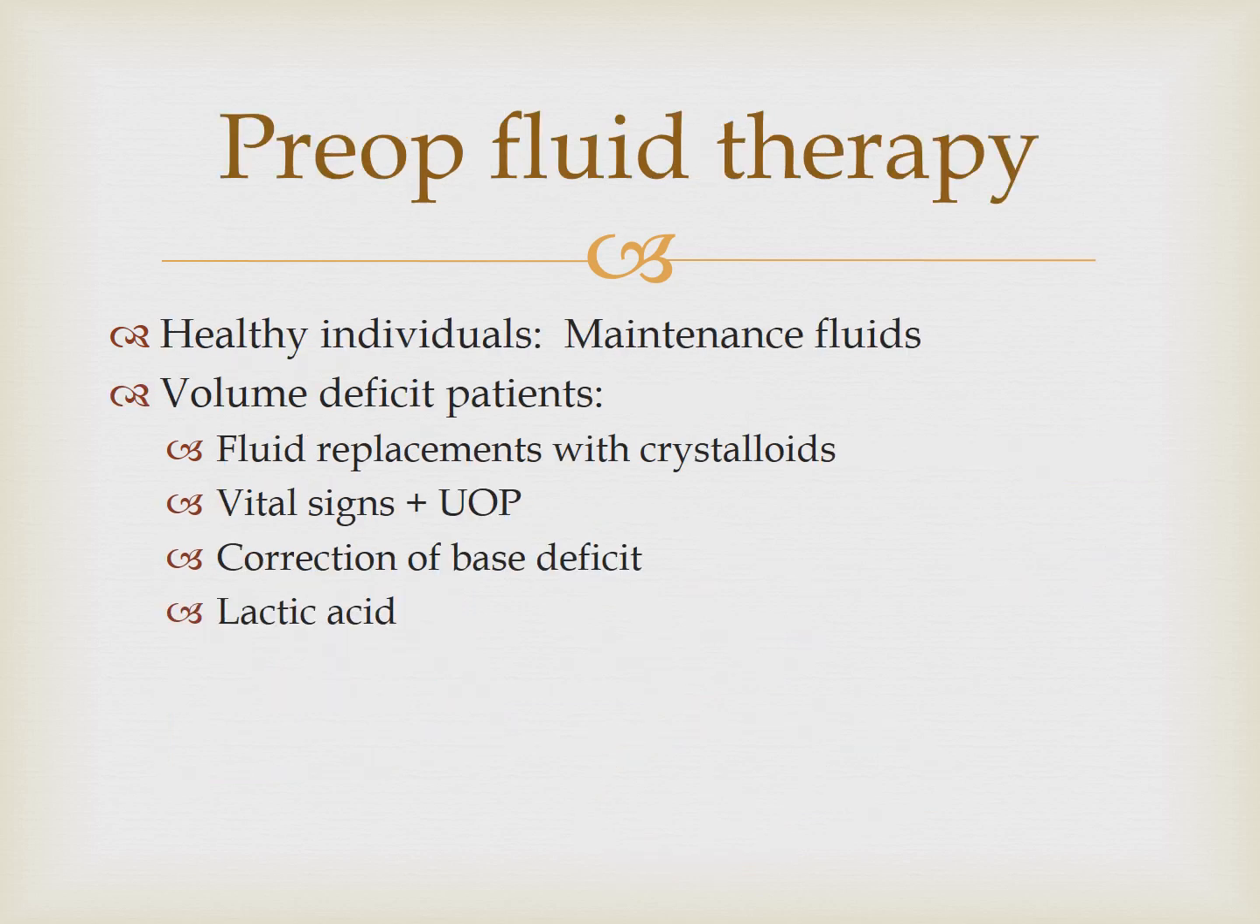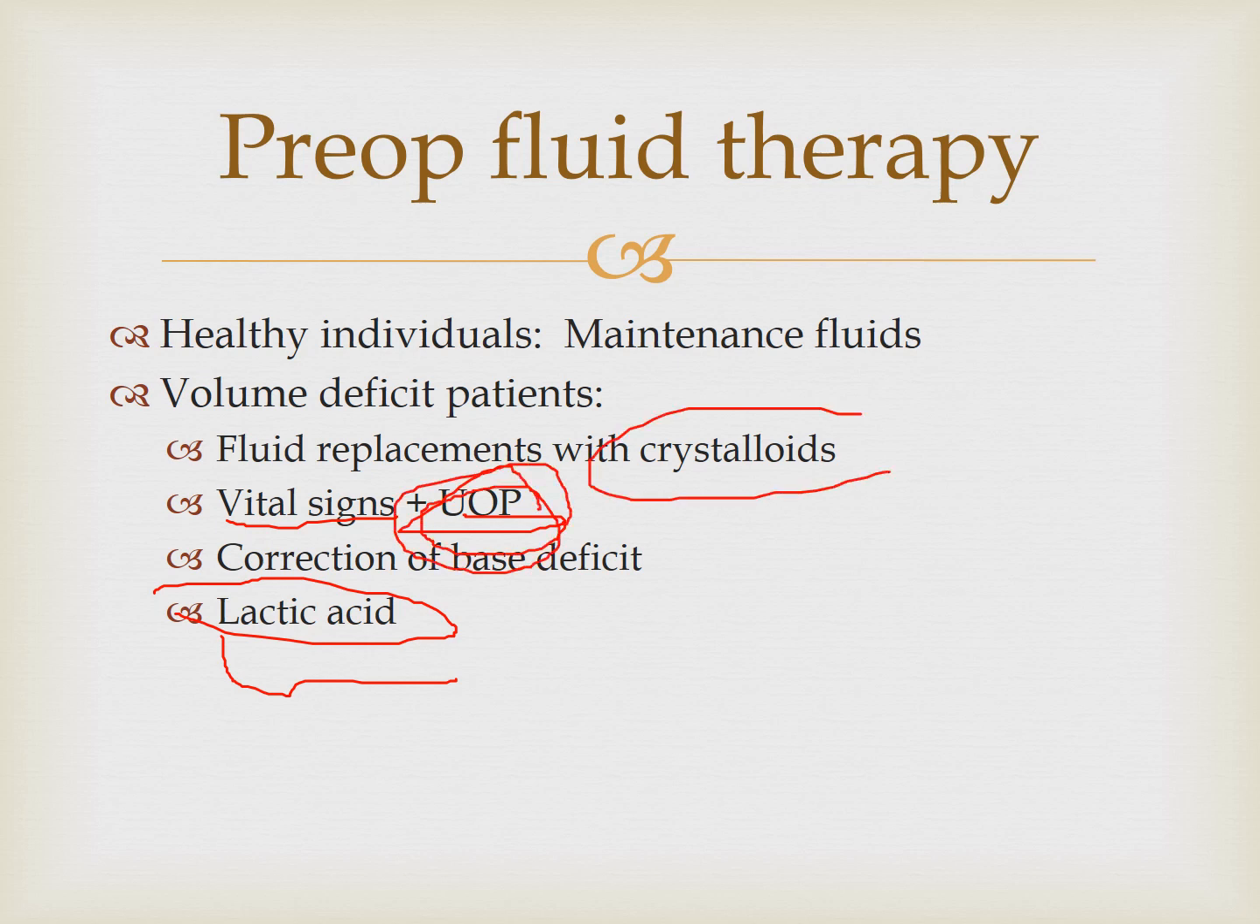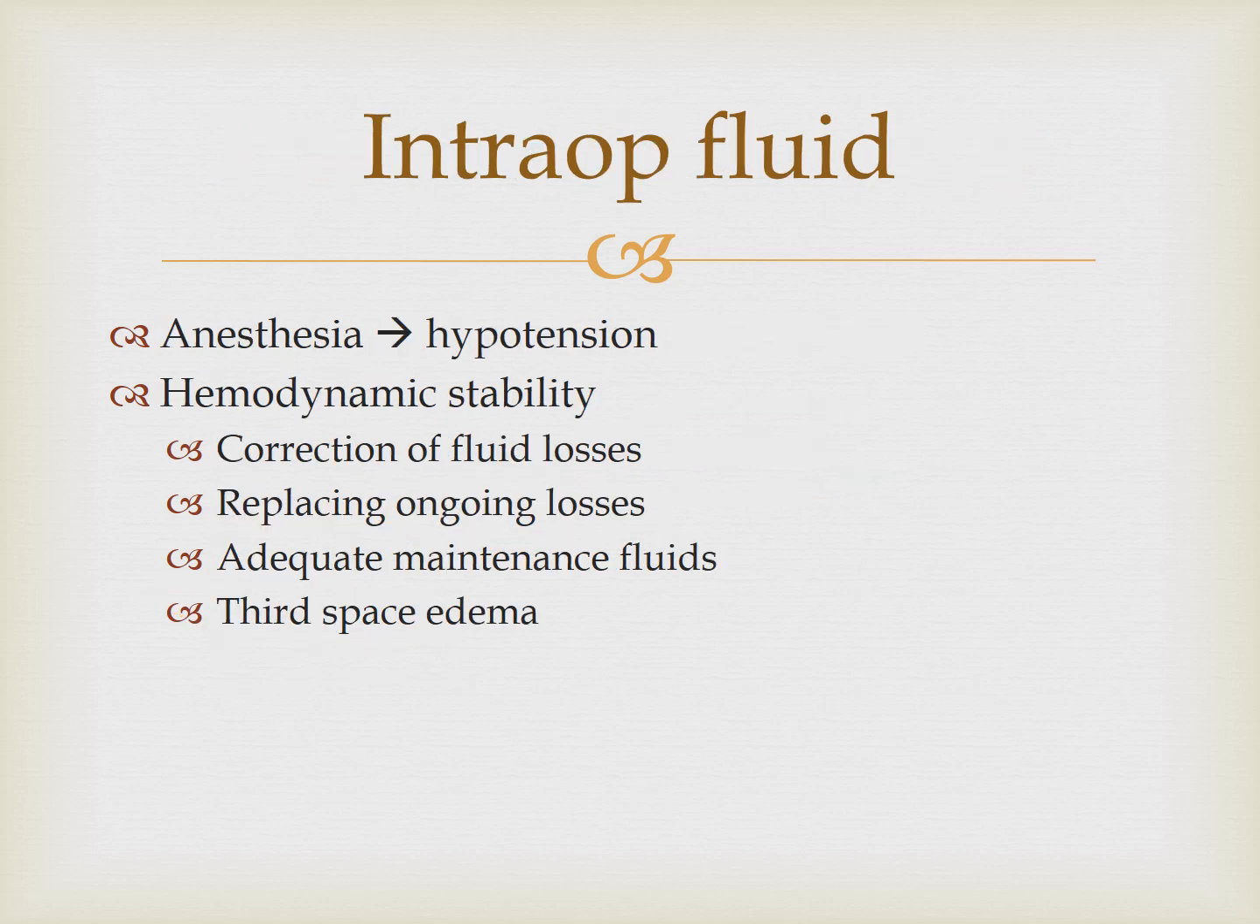So, pre-op fluid therapy: healthy individuals, maintenance fluids, volume deficit patients. You should be looking at all these signs. Lactic acid, you trend the lactic acid if it's abnormal. You look at the vital signs, and urine output, which we'll talk about. You have to know urine output, fluid replacement with crystalloids. Urine output will get asked during the morning rounds and the afternoon rounds. Even on your exam, they ask how you measure resuscitation in a patient, and the answer is always urine output. That's the best way to know how well you're resuscitating the patient.